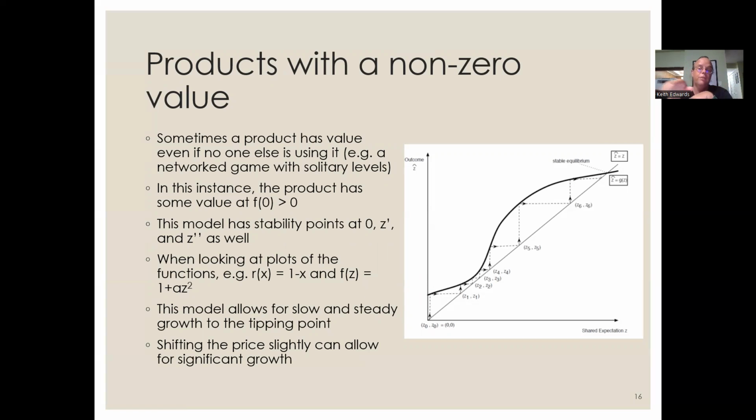When looking at plots of functions such as this one, for R of x equal 1 minus x and f of z equal to 1 plus az squared, you can see this one actually has a slow and steady growth up until the tipping point, and then shifting the price slightly can allow for more significant growth that we see as we move to the right on the model.